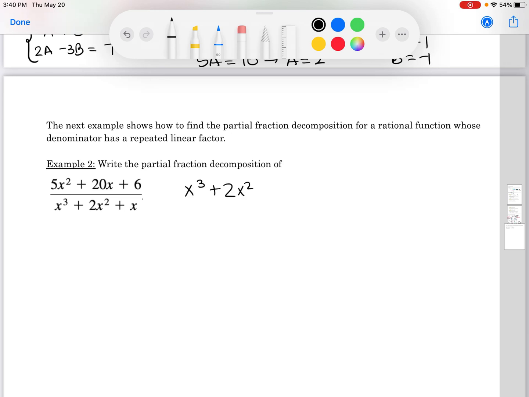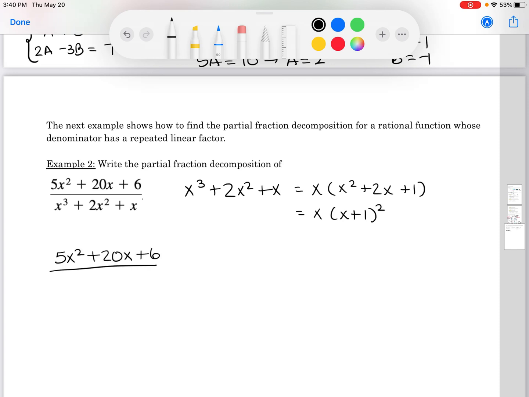Okay, so I have x cubed plus 2x squared plus x. We have a GCF of x. That's x squared plus 2x plus 1. And then when I go to factor that, it's going to give us x plus 1 squared. So x times x plus 1 squared. All right, so when I go to factor this, this is what's going to happen. This gets a little bit funny, and it's only because of that squared, having that little 2 on that factor.